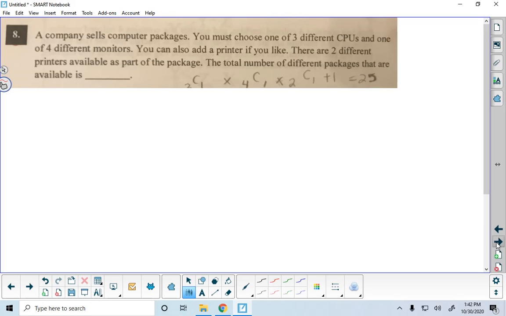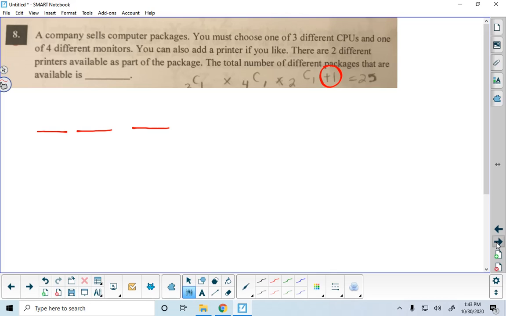And one last question. If you were here, we could have a discussion about why you added 1 at the end. I think you added 1 probably because you were saying that the printer was optional. So you thought, well, I'll handle that by adding 1. But what you want to do here is say, and we can use combinations if you like, I'm just going to use the fundamental counting principle. If you're always selecting 1 item out of a category, which you are in the CPU category, the monitor category, and the printer category, you don't need to use combination notation.